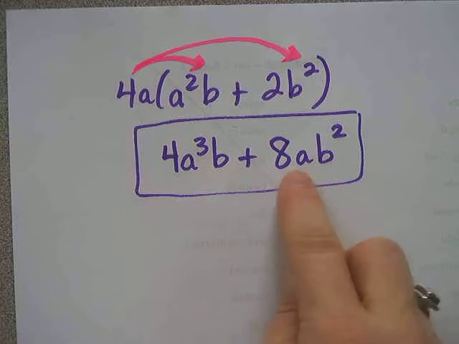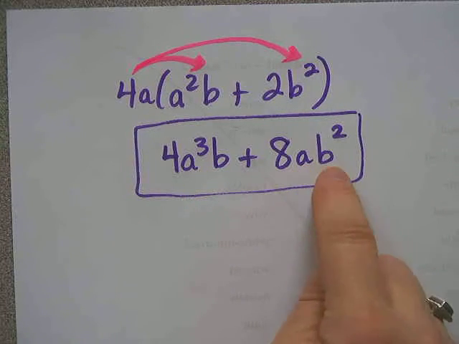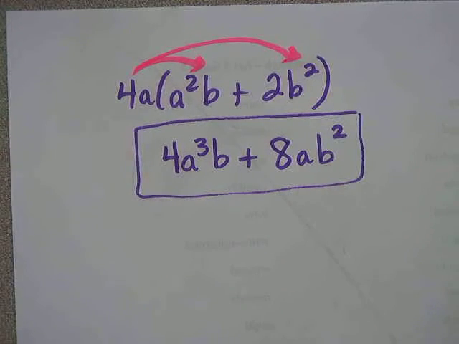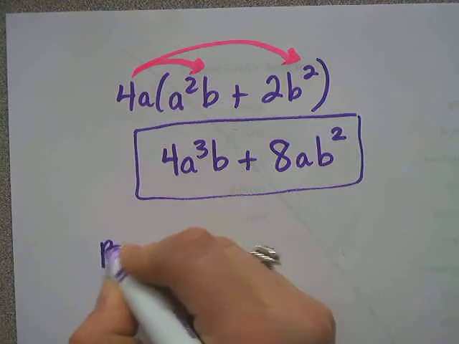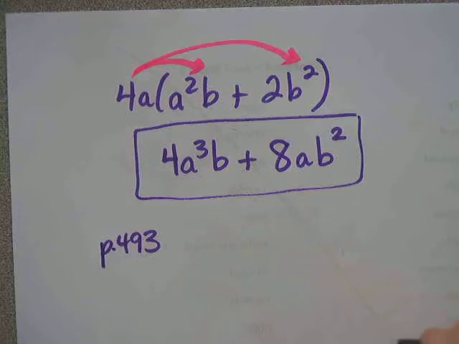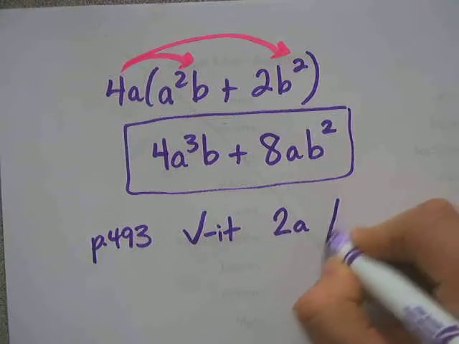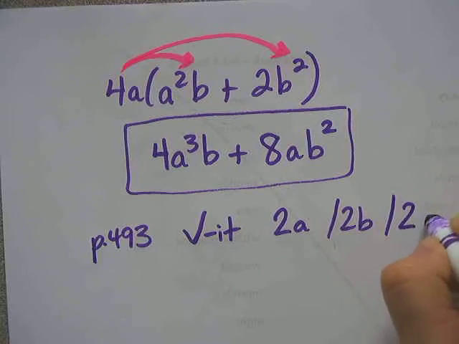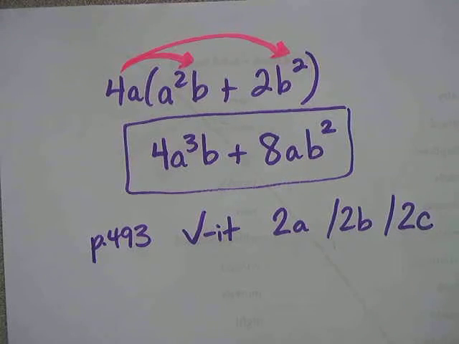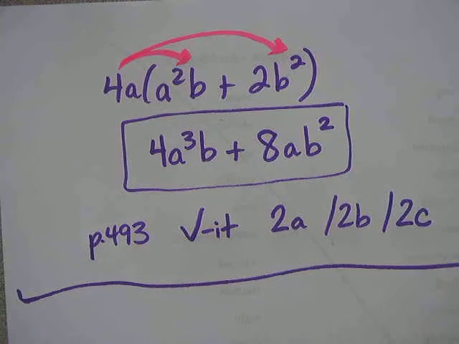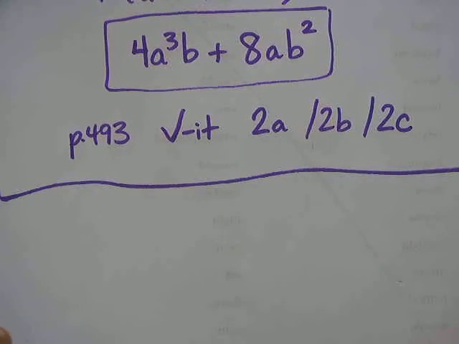Once again, we stop at this point because a cubed b is not the exact same structure as ab squared. So these are not like terms. We can't simplify, we're completely done. So on page 493, please do the check it outs, 2a, 2b, and 2c. And when you're finished, go ahead and restart.